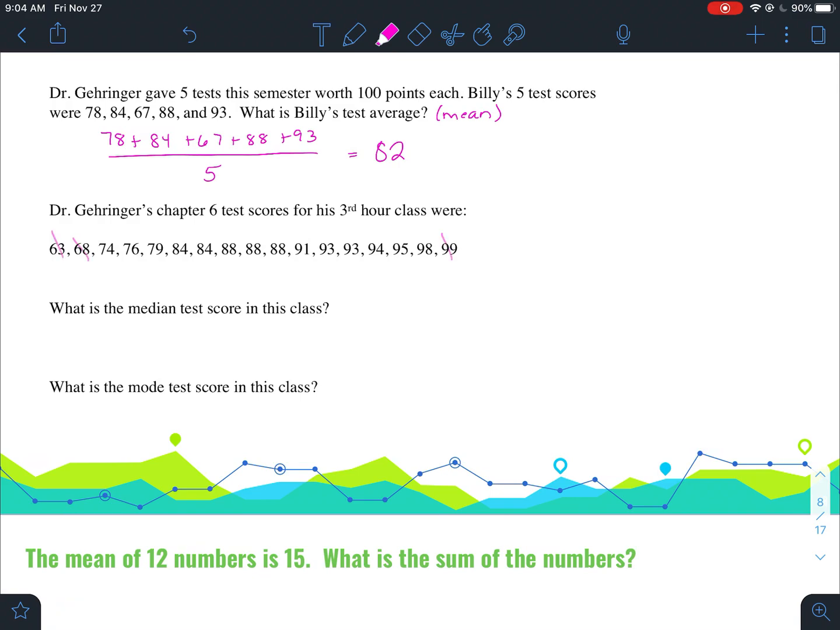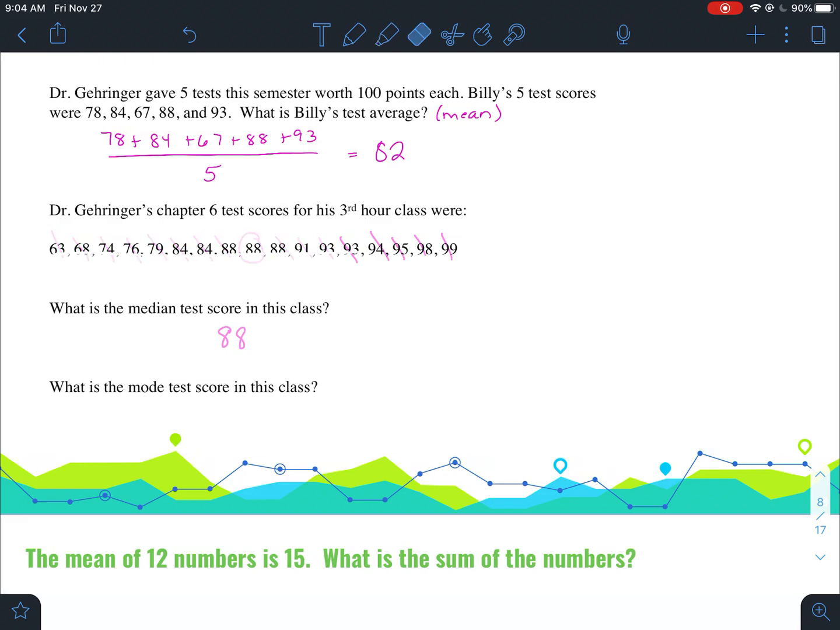Typically when there's a large amount, I subtract one from the end and subtract one from the start, and I keep going until I only have one left in the middle or two left in the middle. So notice the median score, the score that's in the middle of all of the numbers, is an 88. So the median score for his third hour class was an 88.